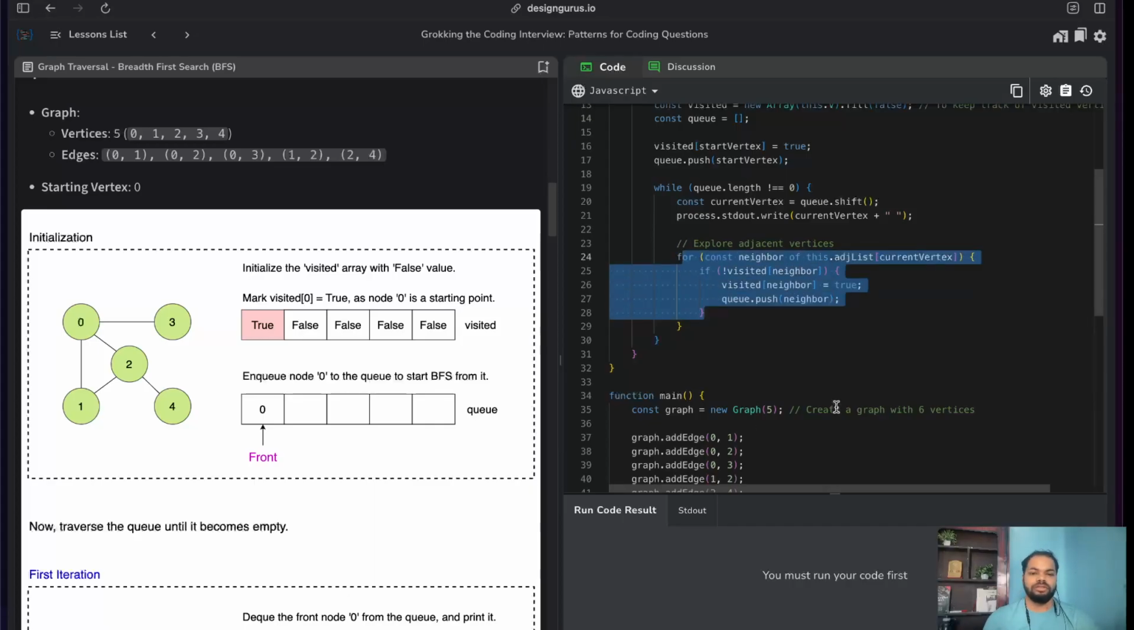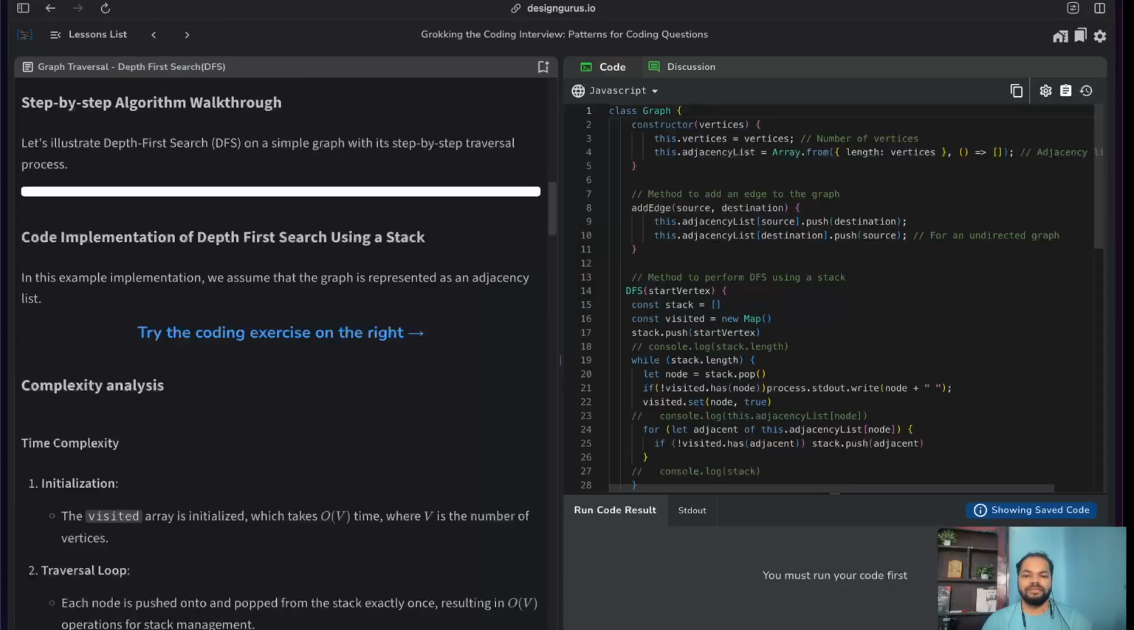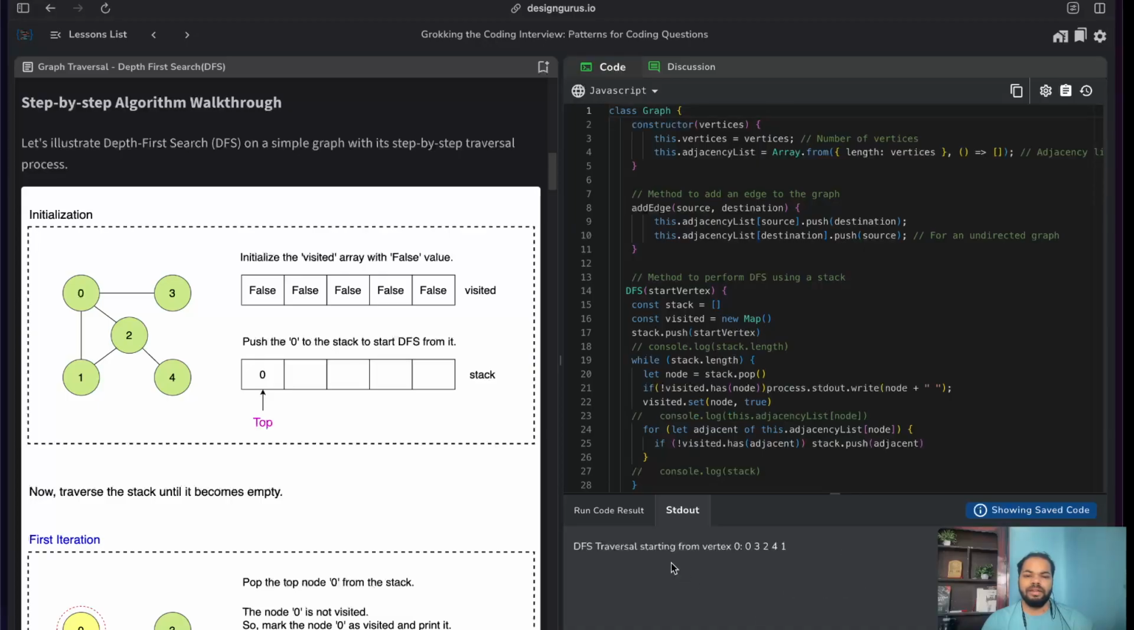So cool. If we run it, it goes like this: it will go to 0, then 1, then 2, then 3, and then 4. But earlier what was happening? It was 0, 1, 2, 4, 3. If you go back and see, 0, 3, 2, 4, 1. Okay, cool, this is the way it was happening.